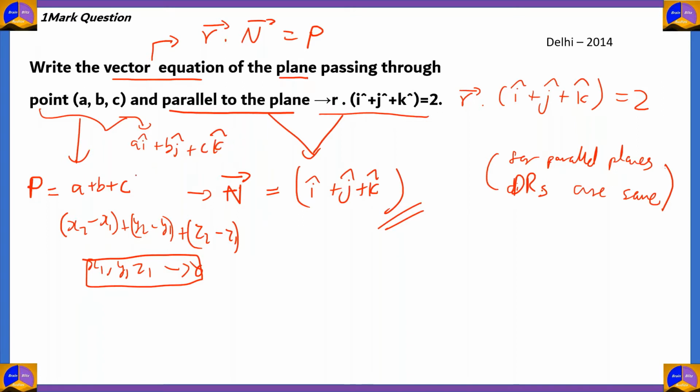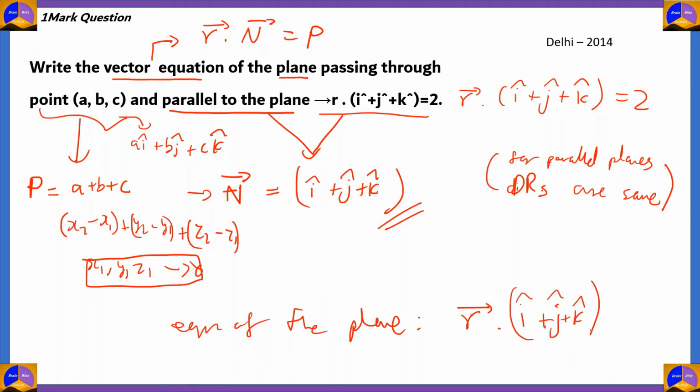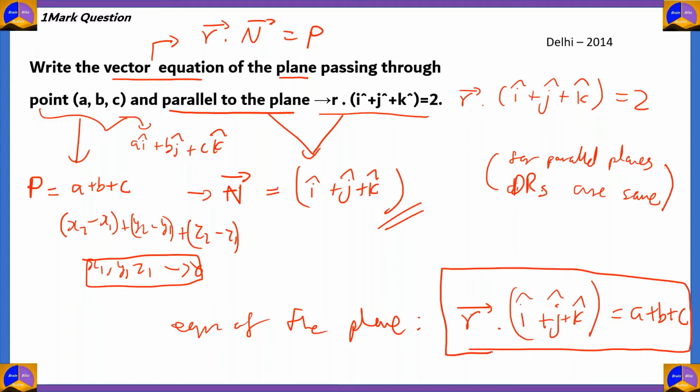And when we look at the distance between the line and the origin, we get the dot product as (x2 - x1) + (y2 - y1) + (z2 - z1), which is a + b + c. That is the constant on the right-hand side. So the equation of the plane is r bar dot (i + j + k) is equal to a + b + c. This is the vector equation of the plane.